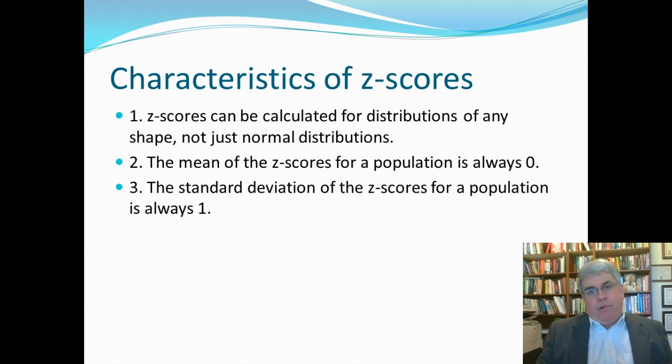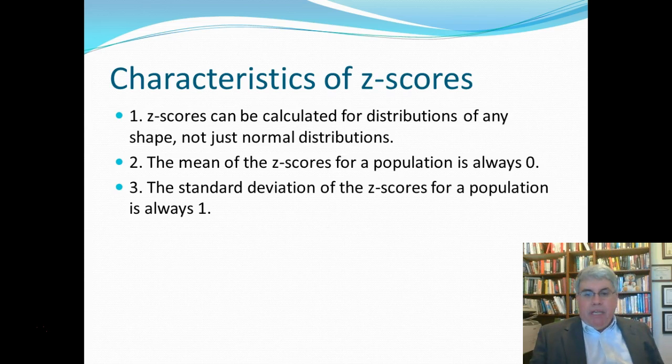Now it works out especially well for finding areas under the normal curve if it is approximately normally distributed, but the z-score is just a transformation based on the formula where you find the mean and the standard deviation, and it doesn't have to be a normal distribution.